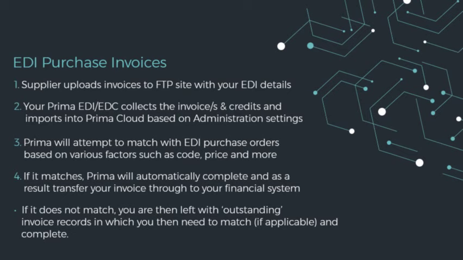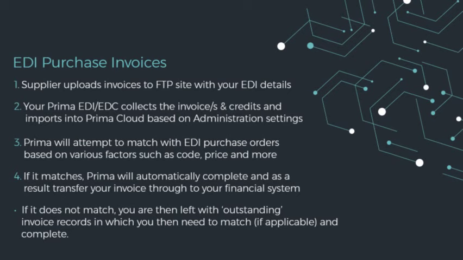You populate your EDI details, and according to that, your Prima EDC will then collect the invoice or credit and import it into Prima Cloud based on what's set in your admin, which again I'll cover shortly. So basically, the details your supplier gives you, you put in Prima, and then your EDC automatically goes and collects those jobs for you, depending on what you set up, whether it's every 15 minutes, every hour, or once a day. You can manipulate that per supplier as well.